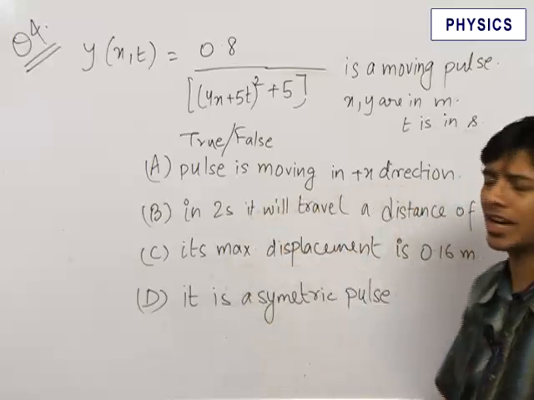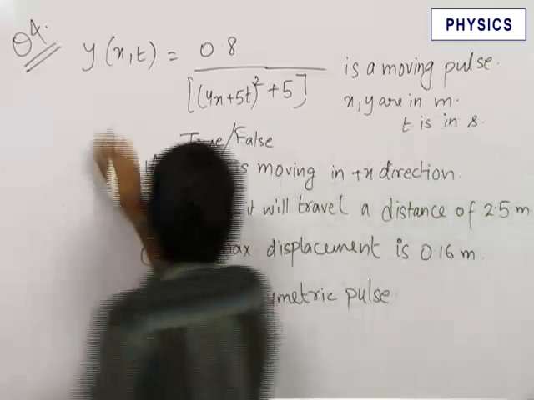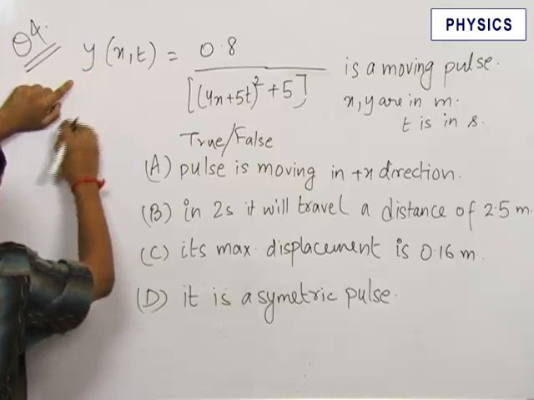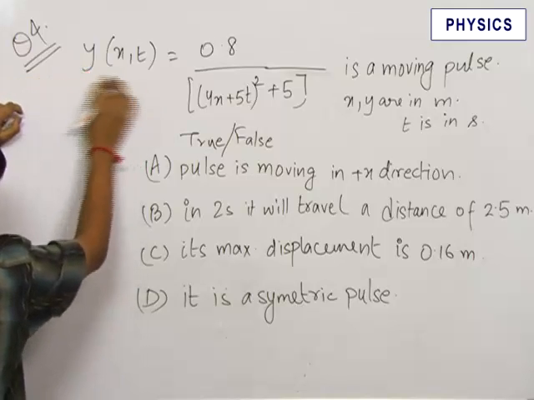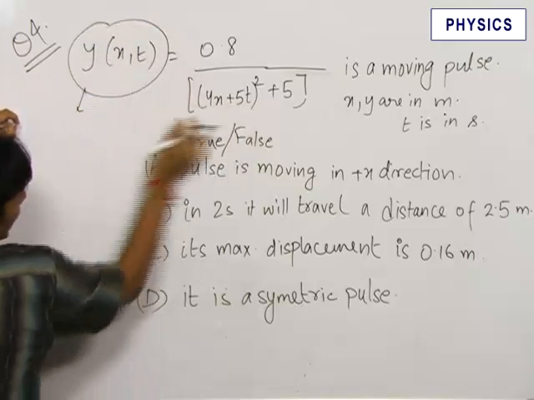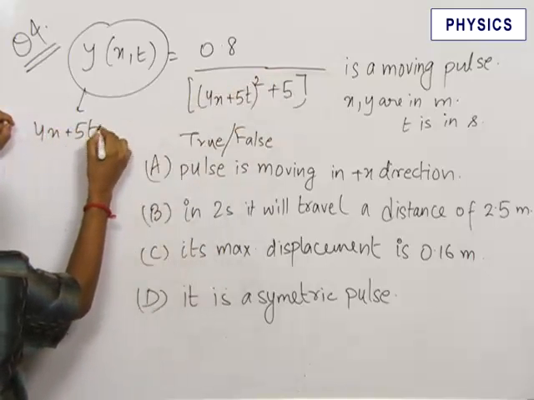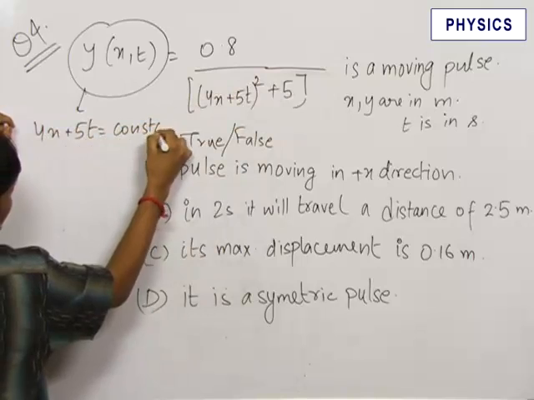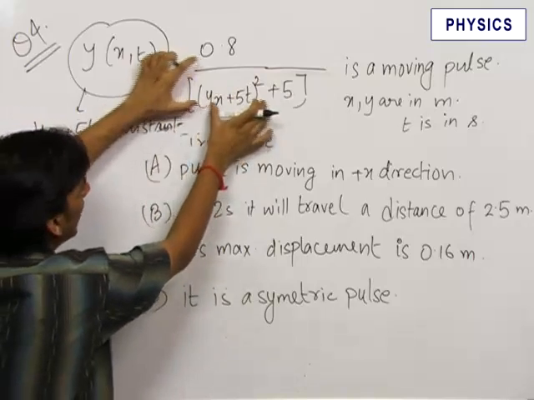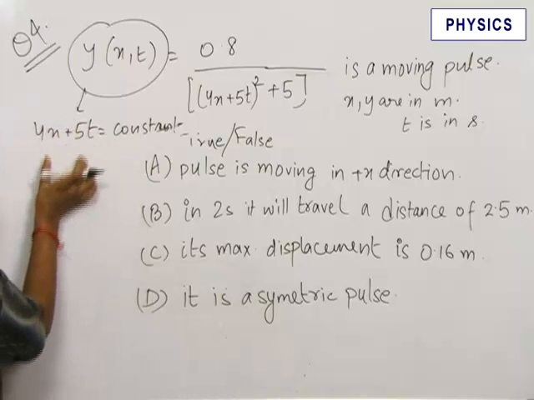Whenever there is talk of the direction of the pulse or the wave, we try to find out the velocity of the pulse. For finding the velocity, we find all those points for which y is the same. For that, y has to be constant. Therefore, this thing has to be constant, that is, 4x plus 5t is equal to constant. Or rather, for the future, just take the term which is variable and put that equal to constant to get the velocity. Then differentiate this with respect to t.